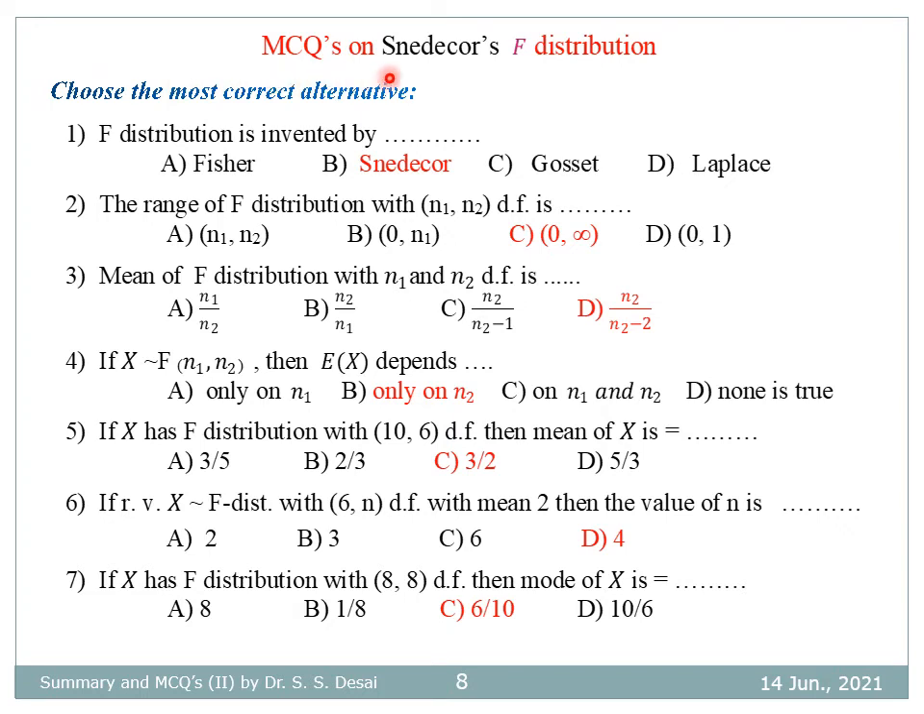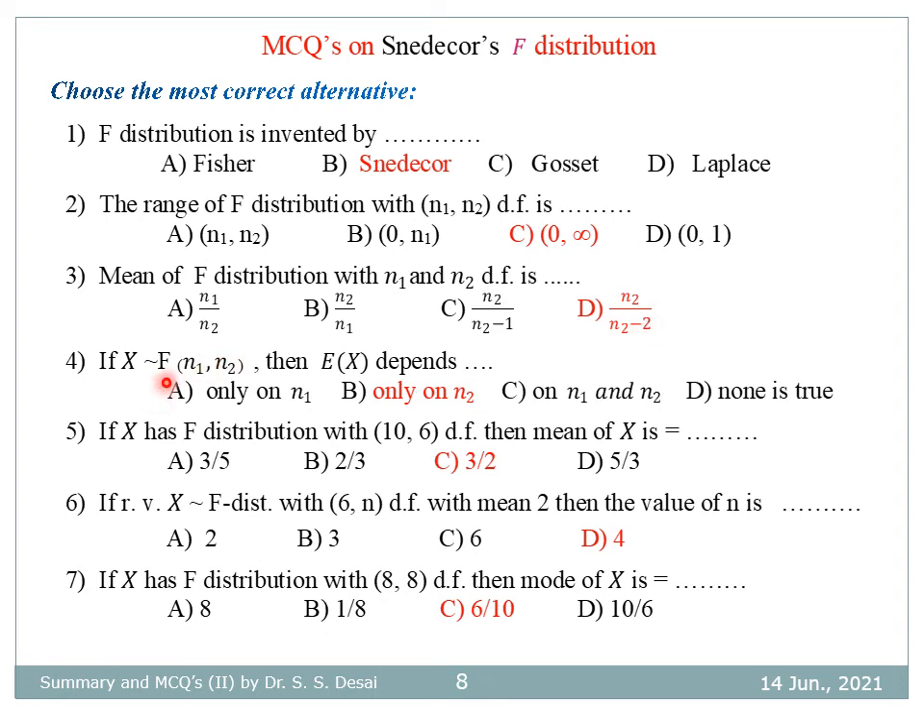These are some of the MCQs on the F distribution. Here also the correct alternative, that is the correct answer, is given in red color. The F distribution was invented by, the correct option is Snedecor. The range of the F distribution with n1 and n2 degrees of freedom is, the correct option is C, that is 0 to infinity. The mean of the F distribution with n1 and n2 degrees of freedom is n2 divided by n2 minus 2.